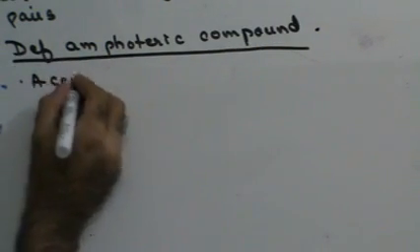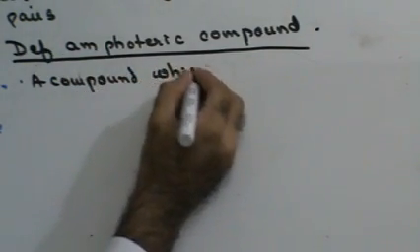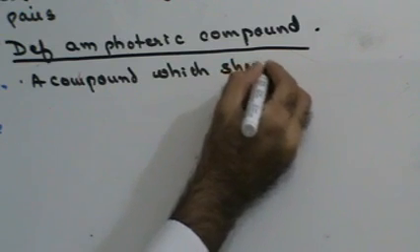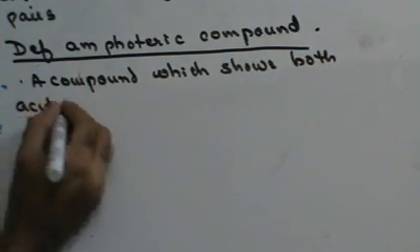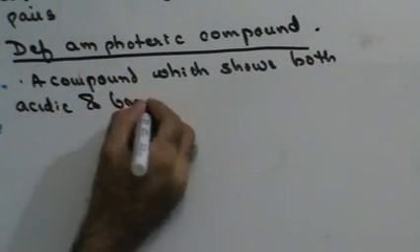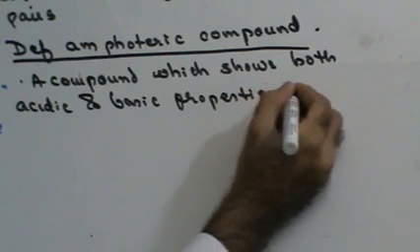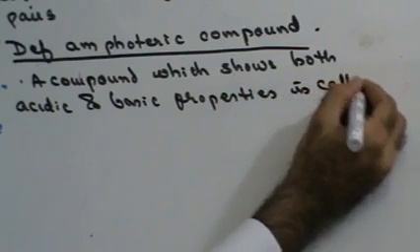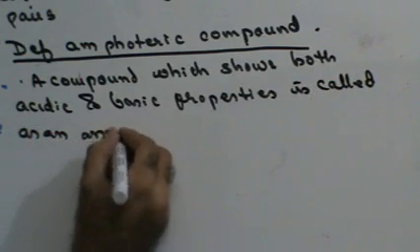A compound which shows both acidic and basic properties is called an amphoteric compound.